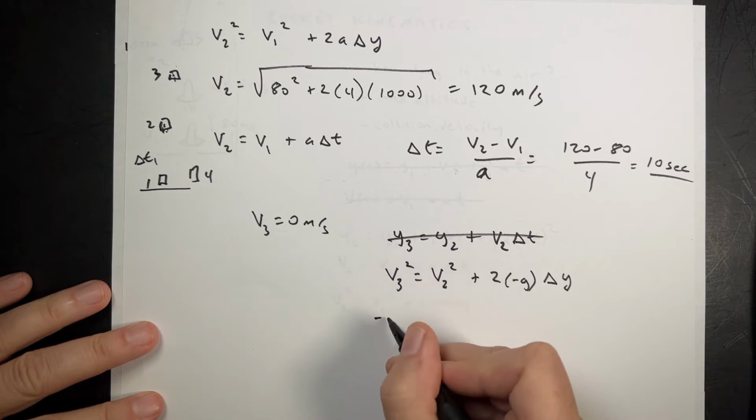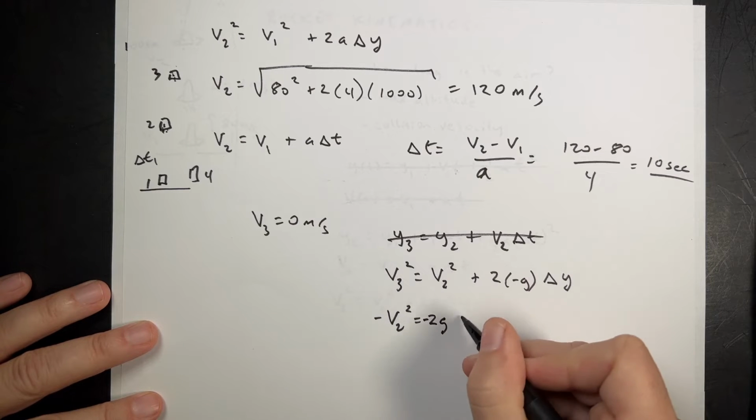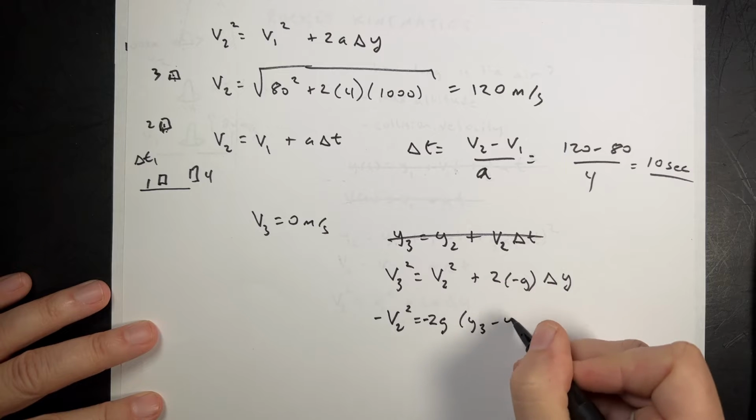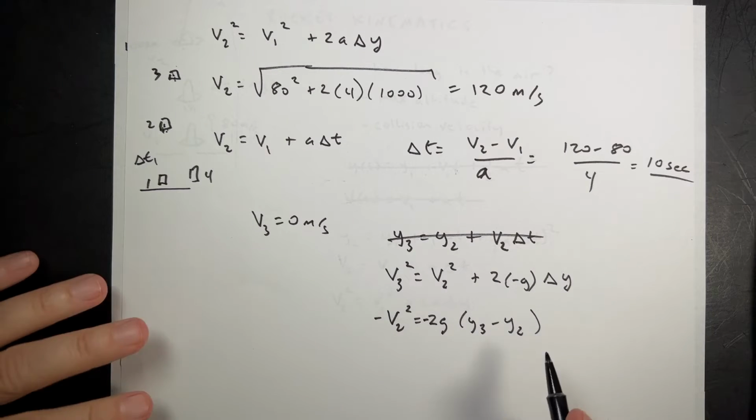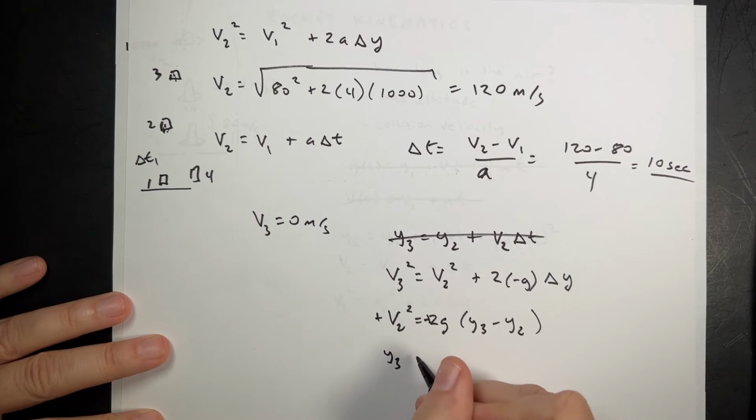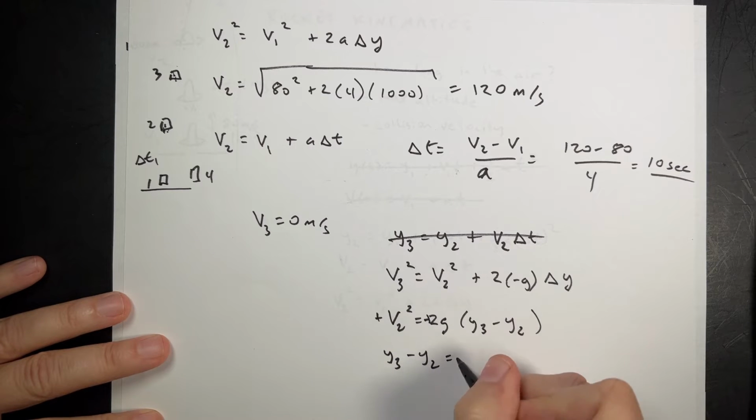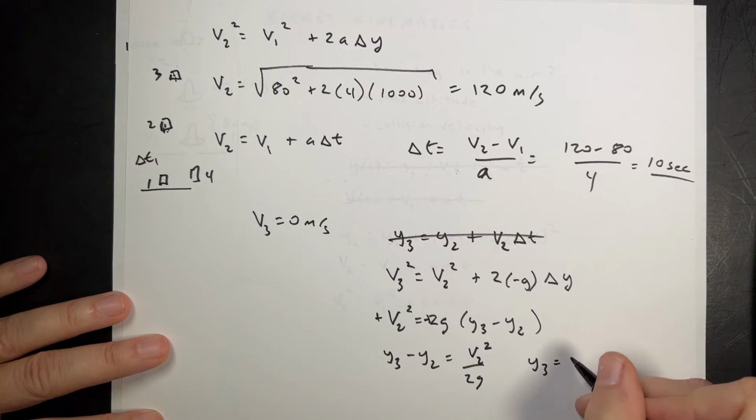So I get negative v2 squared equals negative 2g times y3 minus y2. And I know y2 is 1,000. So that cancels. I'm going to divide both sides by 2g. I get y3 minus y2 equals v2 squared over 2g. And then I'm going to add y2 to both sides. So y3 is y2 plus v2 squared over 2g.